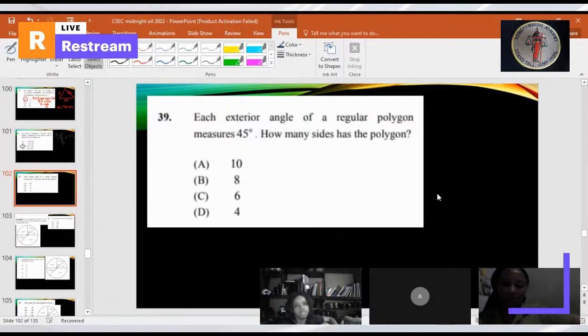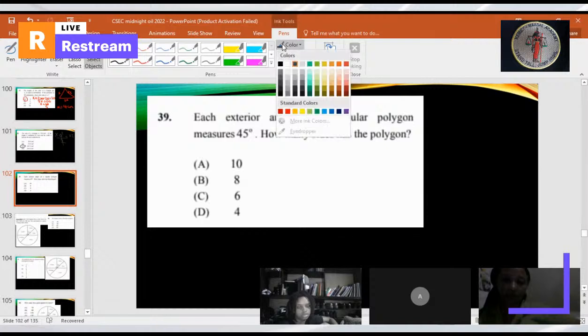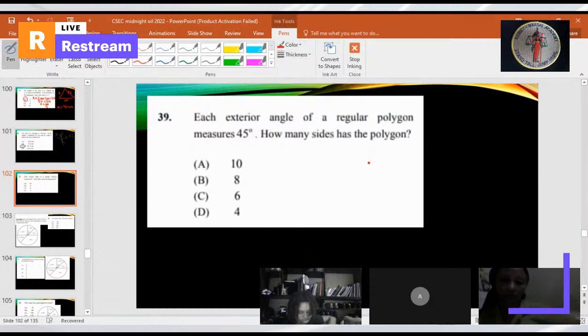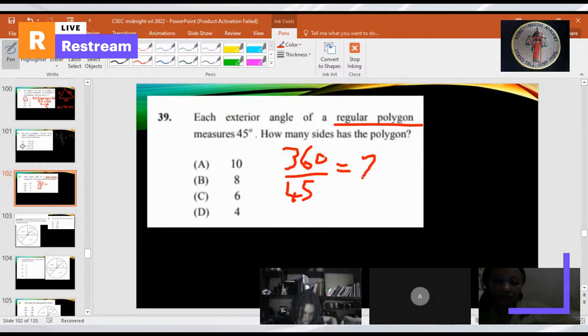Okay, miss. Number 39. Each exterior angle of a regular polygon measures 45 degrees. How many sides has the polygon? It would be 360 over 45. Why 360? Because exterior angles add up to 360, the exterior angles of a regular polygon. So what would this give? It would give us 8. So it's an octagon, which is B. All right.